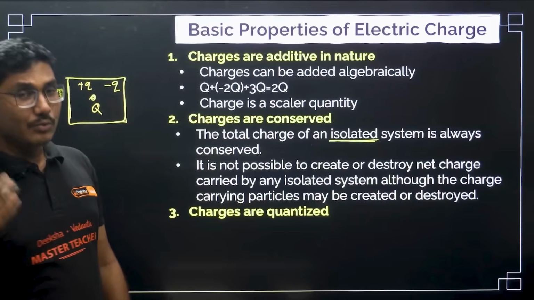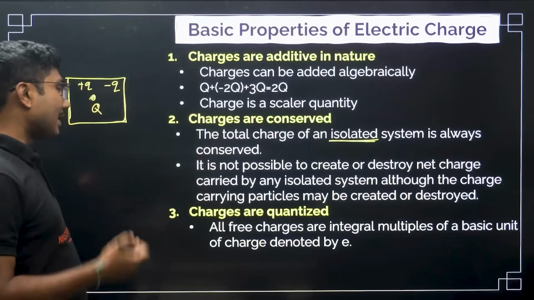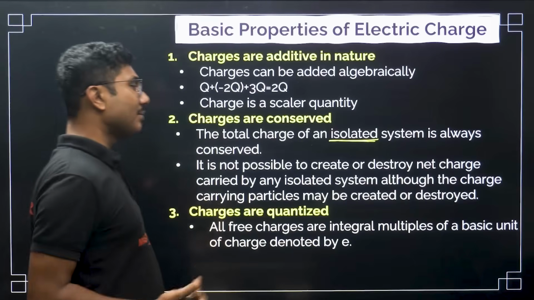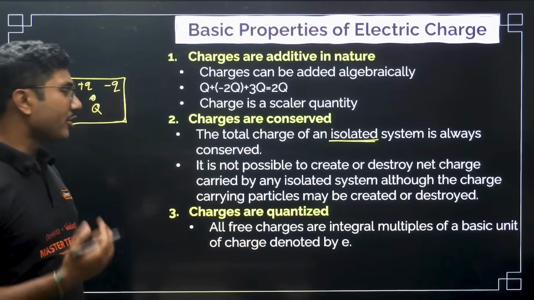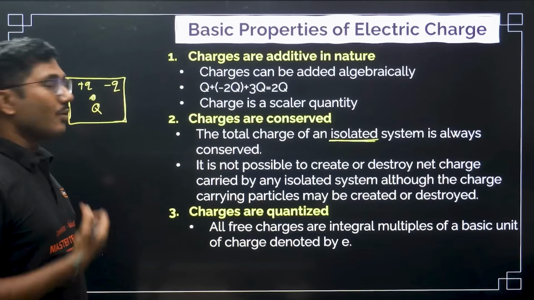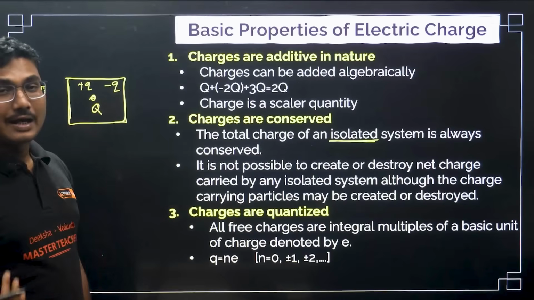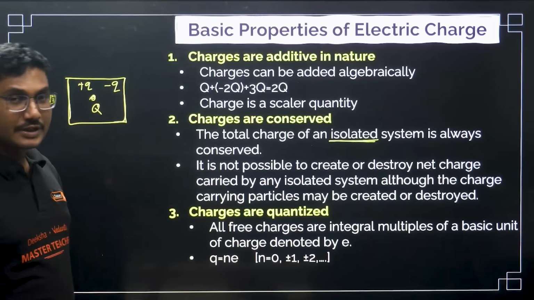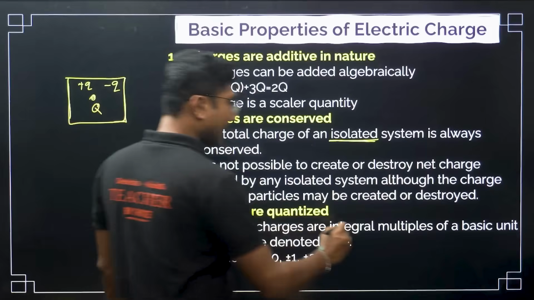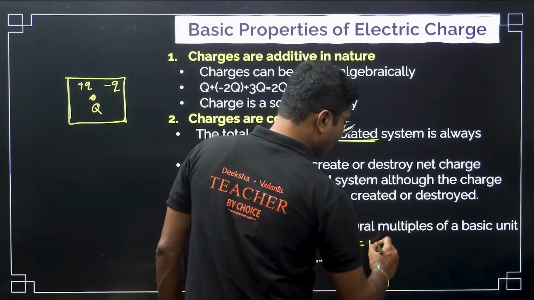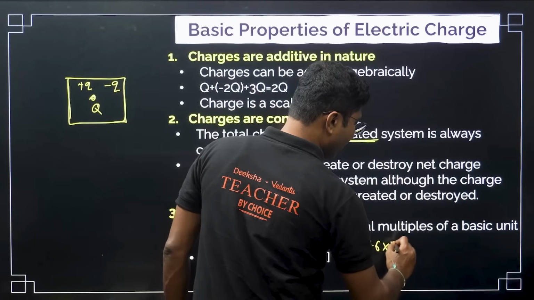Now charges are quantized. It is very interesting that all free charges are integral multiples of a basic unit of charge denoted by e. What is e? e is the charge of an electron, and it is basically 1.6 into 10 to the power of minus 19. You can write it over here, 1.6 into 10 to the power of minus 19.